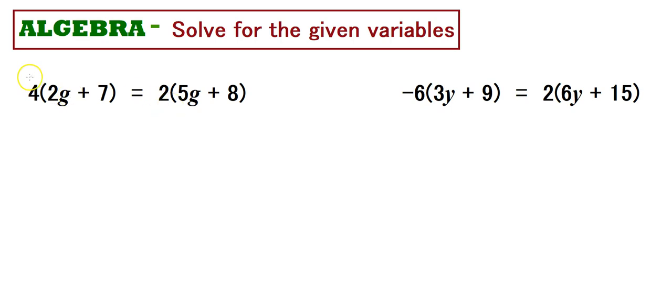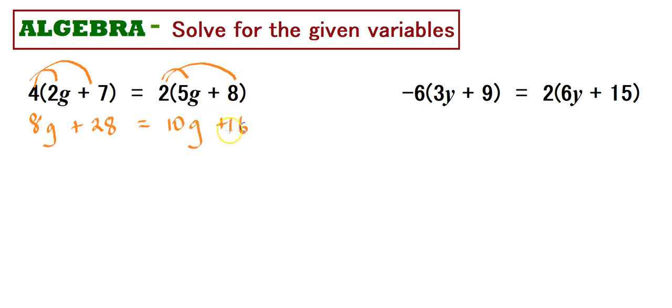So here we go. It'll be 4 times positive 2g, which is positive 8g, and then 4 times positive 7, which is positive 28. So that's renamed the left-hand side. Let's rename the right-hand side. So 2 times positive 5g is positive 10g, and then 2 times positive 8, which is positive 16.